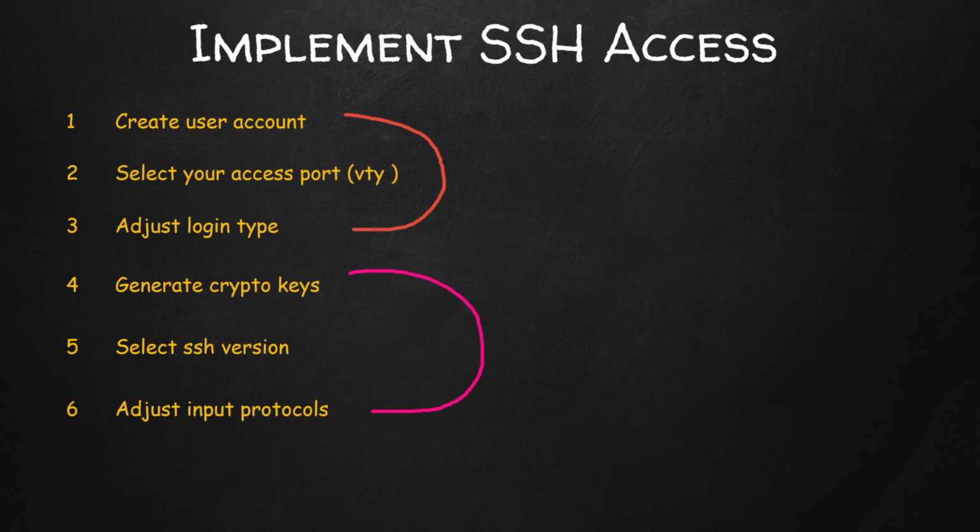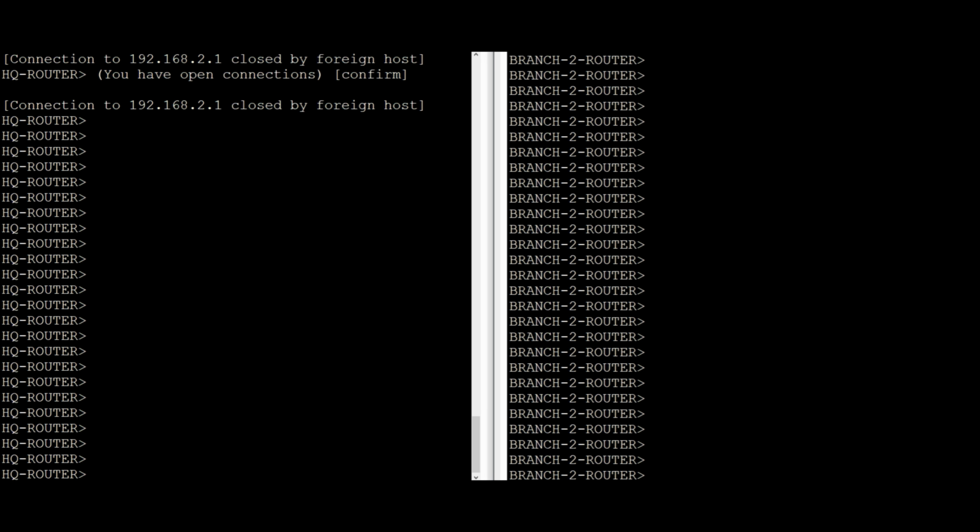Now let's go back to the lab and configure the SSH access. And this time I opened the branch 2 office router because we are going to configure the SSH at the branch 2 office router. So let's follow the steps one by one. The step number 1, create a user account.